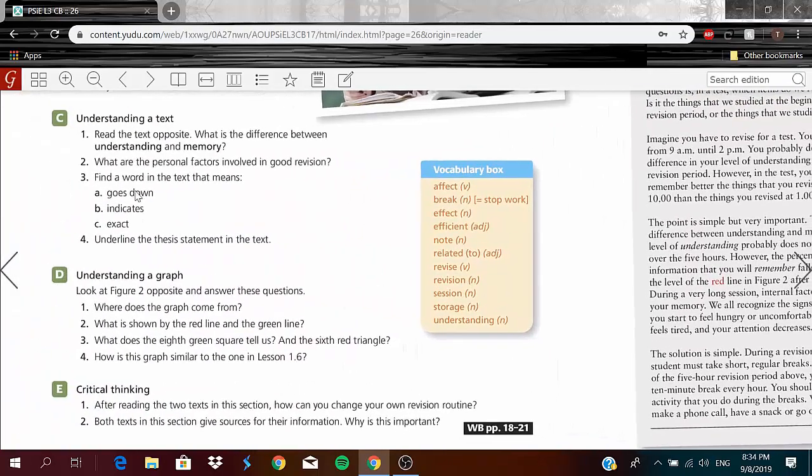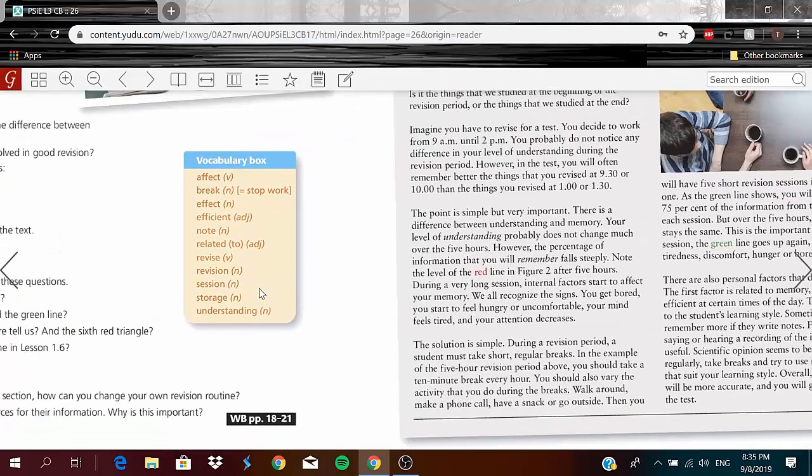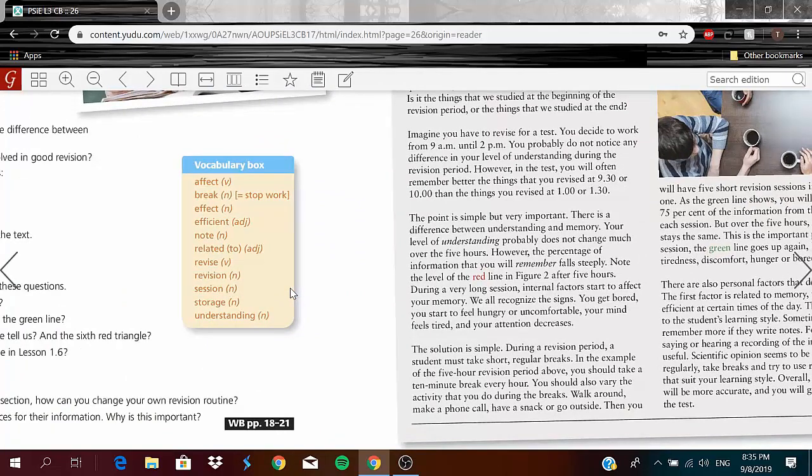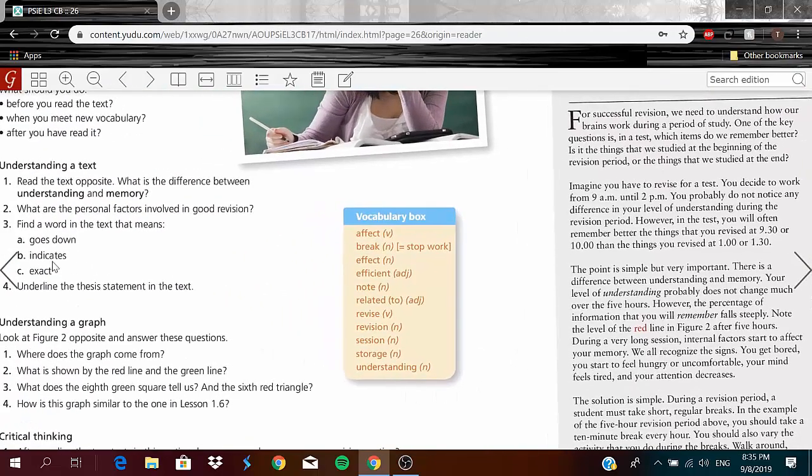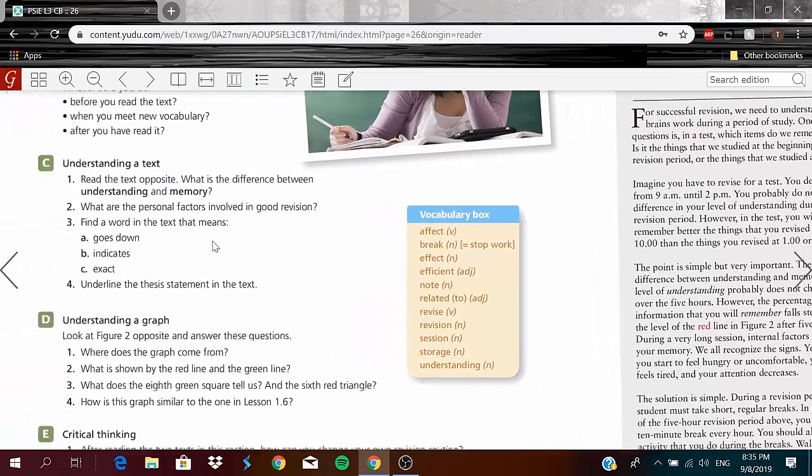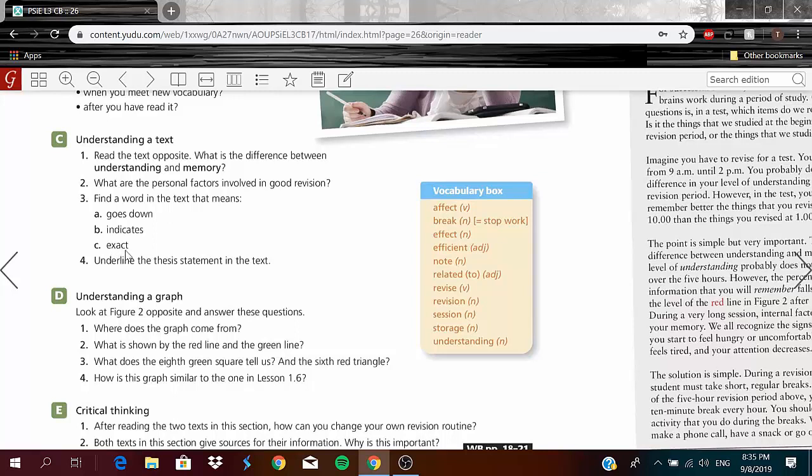So goes down, decreases. Indicates. I think I read something along the lines of research indicates or research shows. So we'll use the word shows. Okay, so indicates, shows. Then we have exact. The word exact is just accurate. Okay, so exact, accurate.